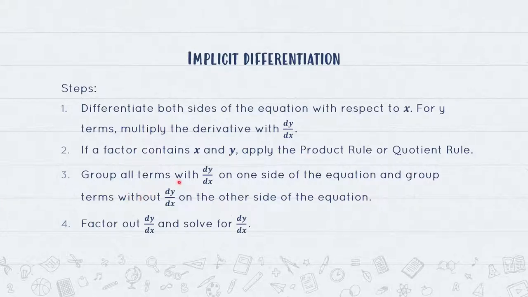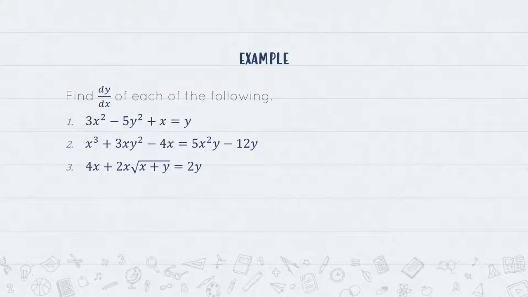Next, group all terms with dy over dx on one side of the equation and group terms without dy over dx on the other side of the equation. Then, factor out dy over dx and solve for dy over dx. So, to apply these steps, we have here examples. We have, find dy over dx of each of the following.